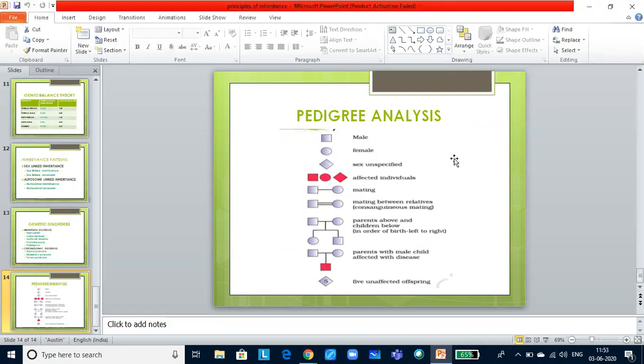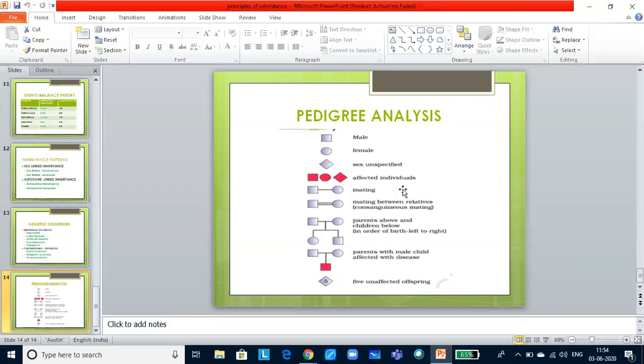Now, in a pedigree analysis, this will be the kind of representations you make. A male is represented by a box, female by a circle. If you do not know the sex, it is represented by a rhombus. If it is shaded, then the individuals are affected.